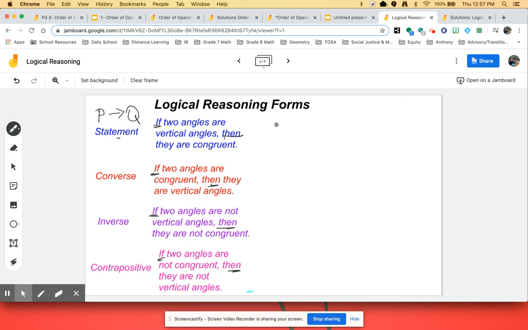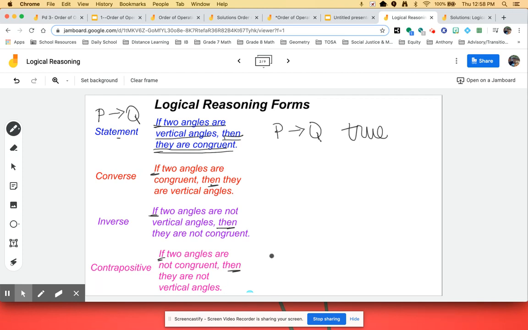So over here, we're going to write in, if P, then Q. This is just the regular statement. That's how it gets started. When I look at this, my P is if two angles are vertical angles, and I'm going to double underline my Q, then they are congruent. Is that a true statement? Yes, this is true. So we are going to write true over here.